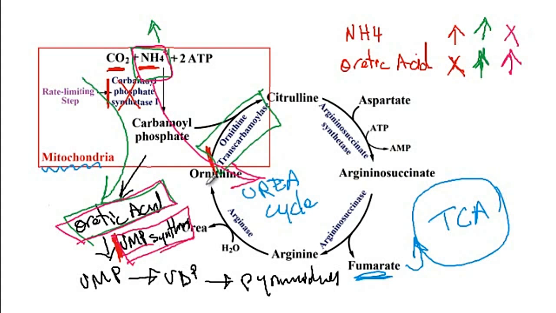So now you can see that if you know the function of these enzymes and their products, the entire pathway, you would be able to interpret how deficiency of any one of these enzymes will affect the levels of NH4 as well as orotic acid.